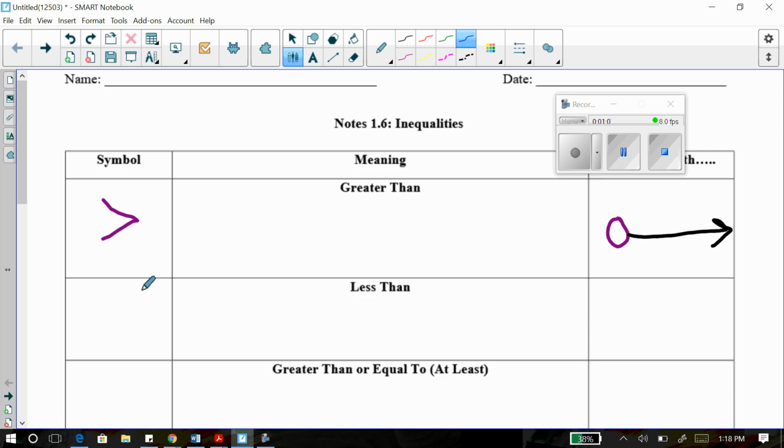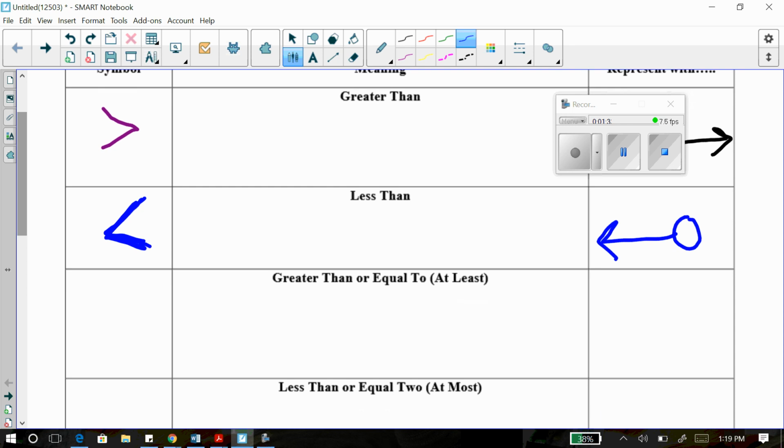Less than looks like this. Now, if you remember, this will also be an open circle because it's a weak inequality. And the line goes that way because the arrow is pointing this way, so it tells me, hey, you're going that way. So drag the less than symbol into the box.